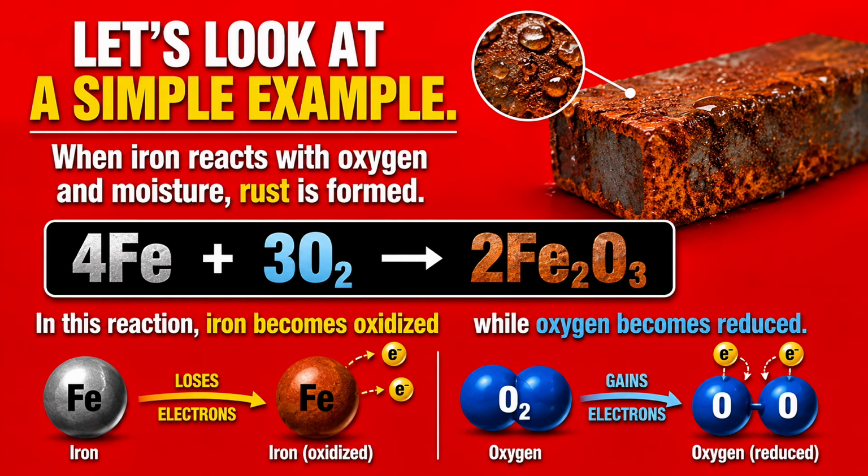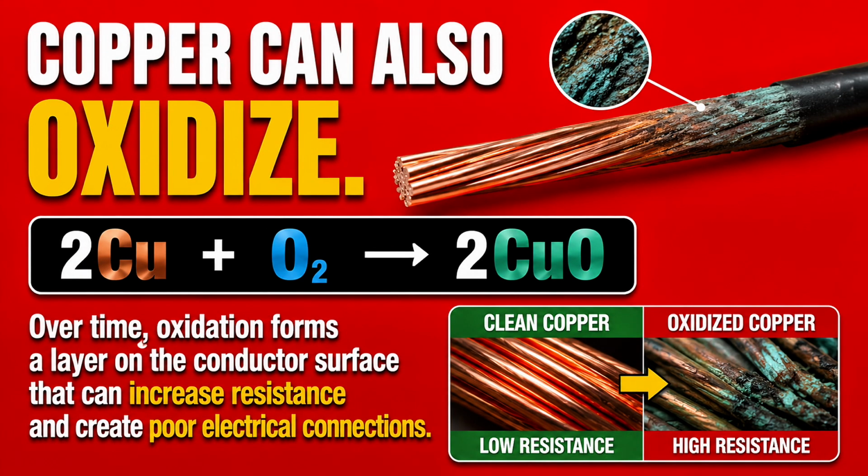When iron reacts with oxygen and moisture, rust is formed. Chemists represent this reaction using a chemical equation. 4Fe plus 3O2 yields 2Fe2O3. In this reaction, iron becomes oxidized while oxygen becomes reduced. Copper can also oxidize. 2Cu plus O2 yields 2CuO.